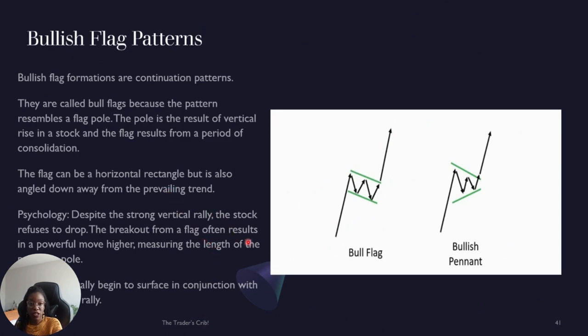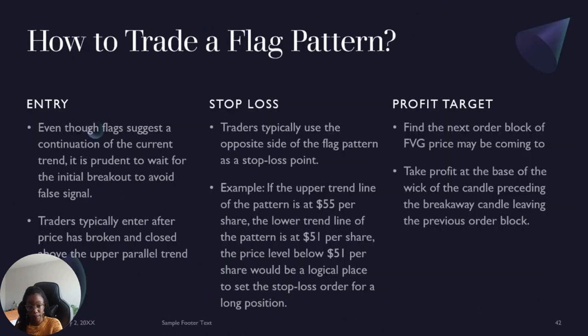Bullish flag formations are continuation patterns. They are called bull flags because the pattern resembles a flag on a flagpole. This will be your flagpole. This is your flag. And then price breaks out and continues. The flag can be horizontal, a rectangle, but it also angles down from the prevailing trend. So it gives a little bit of a retracement before coming back up. The psychology behind the flag patterns is that despite the strong vertical rally, the stock refuses to drop. The breakout from the flag often results in a powerful move higher, measuring the length of the prior flagpole. Bull flags typically begin to surface in conjunction with a new market rally.